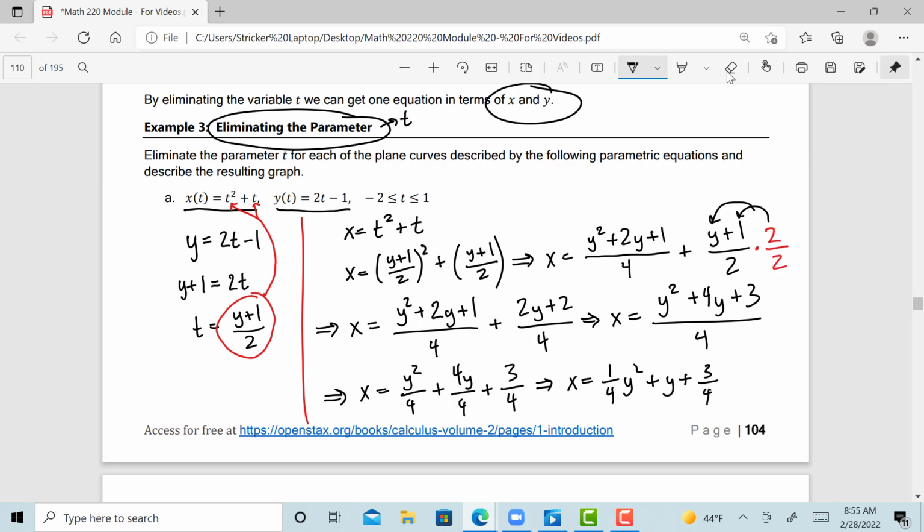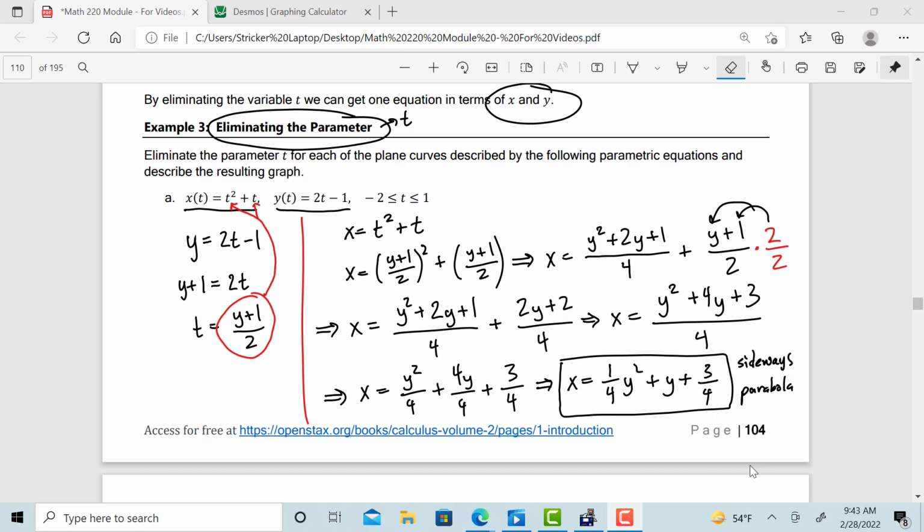3/4. And this is definitely quadratic in nature, but it's an x equals y squared instead of a y equals x squared. So this is what we call a horizontal, or I would call it maybe a sideways parabola, right? Sideways parabola. Okay, so now that we have gone ahead and eliminated the parameter, let's look and see what this does look like in Desmos.